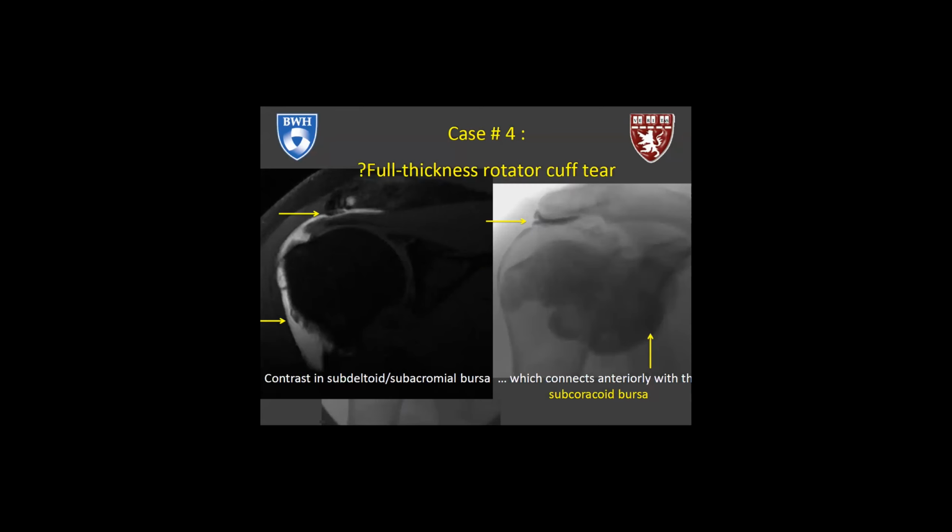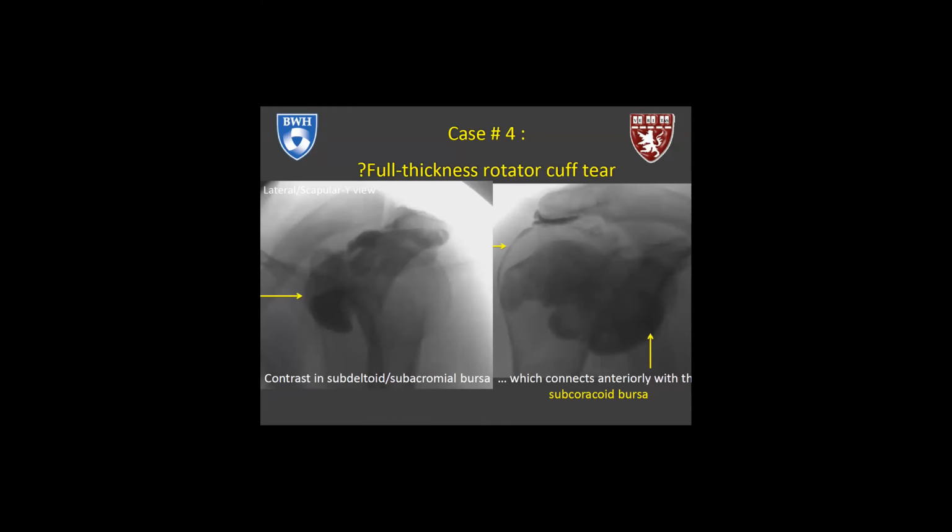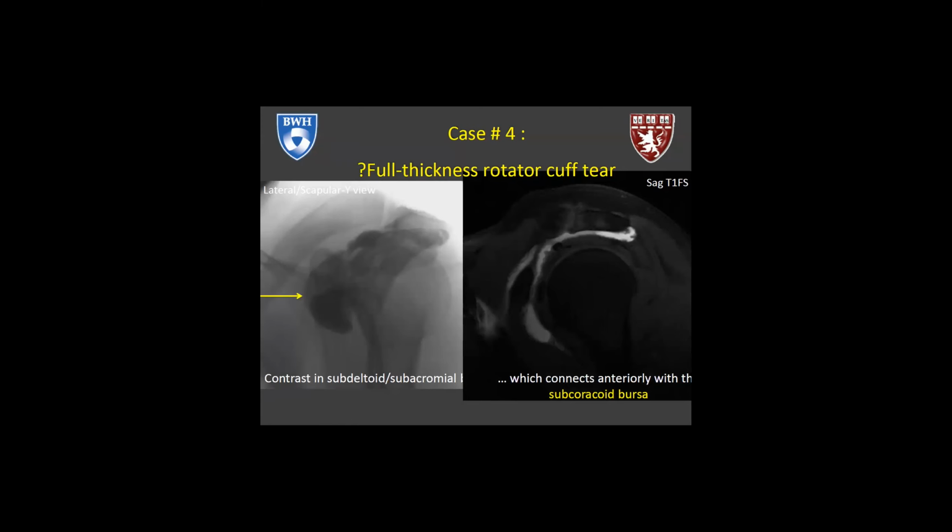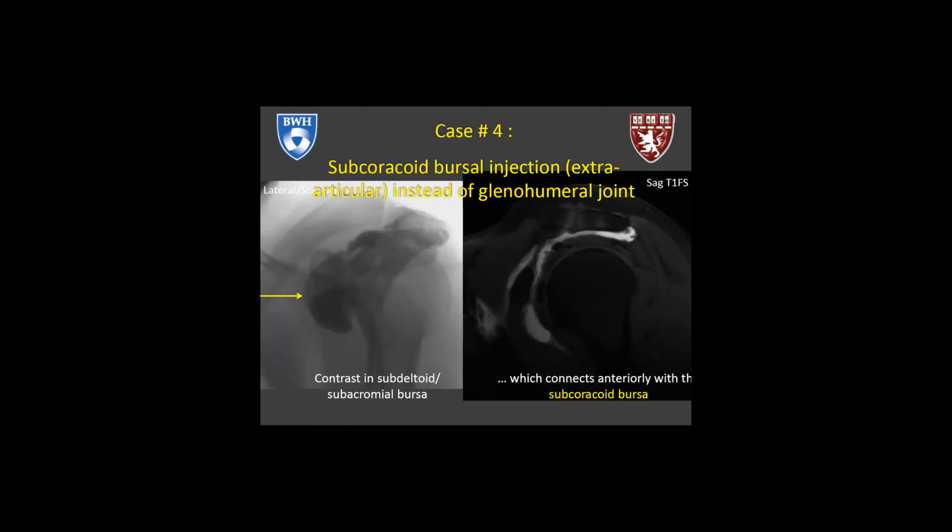And if you're not deep enough, it's hard to tell whether you're actually in the joint or not at fluoroscopy. On the fluoroscopy, you will notice that this is actually all opacified in the subcoracoid bursa. And on the lateral view of our fluoroscopy here, you'll notice that it's all connecting to the subacromial subdeltoid bursa, as we saw in the MR here. So this is an important pitfall to recognize, because rather than a glenohumeral injection, this was actually a subcoracoid bursal injection, and this is extra-articular instead of the glenohumeral joint.